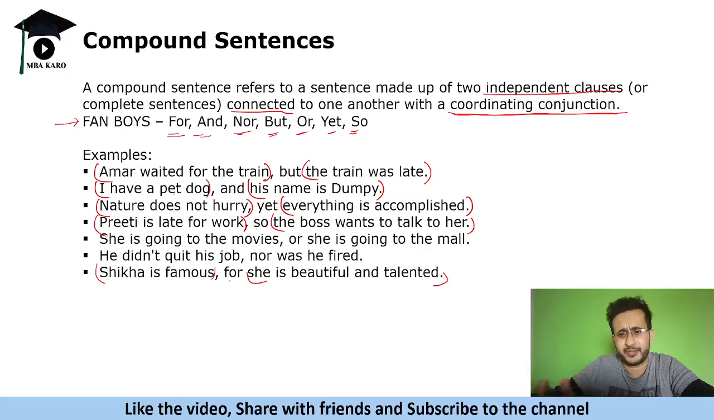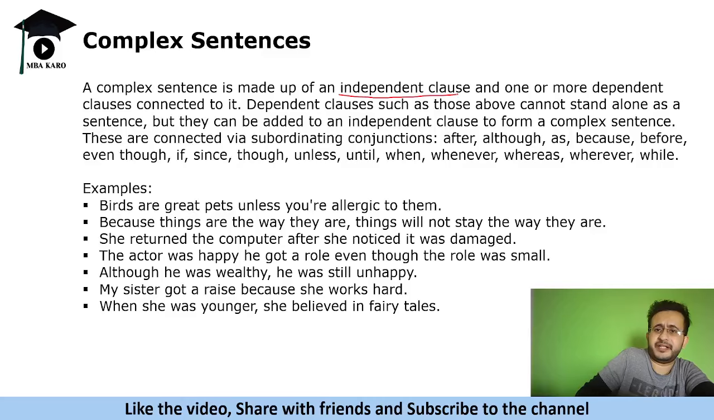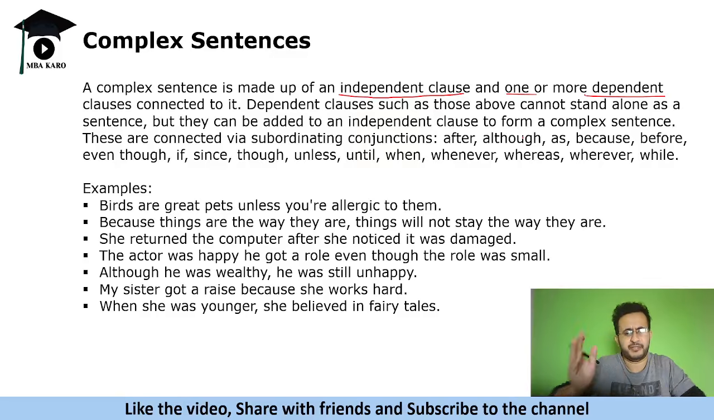I have included a couple of questions like this also in the new mocks. Now a complex sentence is something which has one independent and one dependent clause. Okay, उसमें दोनों independent थे, इसमें one independent and one dependent. Now dependent clauses cannot stand alone. Okay, but they can be added to an independent clause to form a complex sentence. मतलब वो अपने आप में कंप्लीट सेंटेंस नहीं होगा, बट अगर वो दूसरे के साथ मिलाया जाएगा तो कंप्लीट बनेगा.